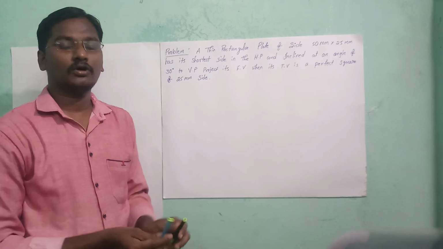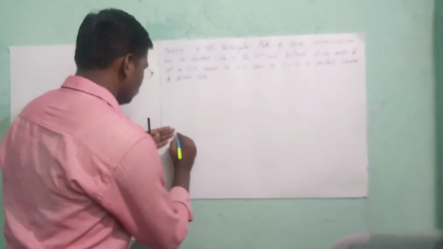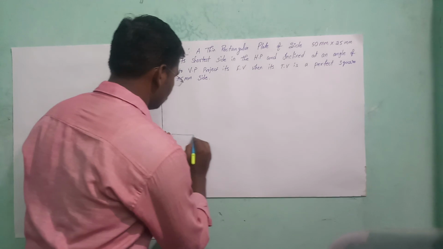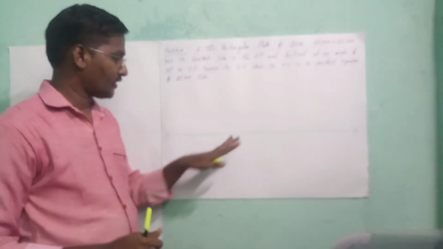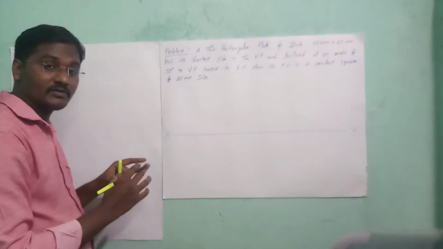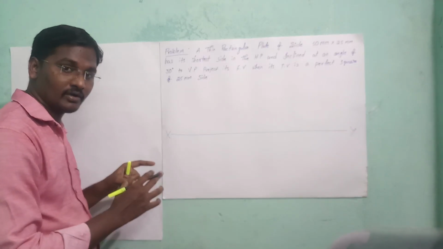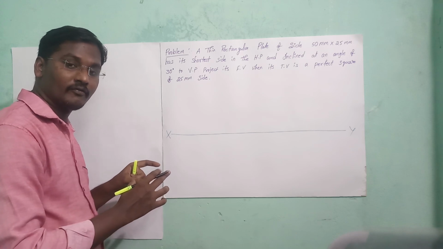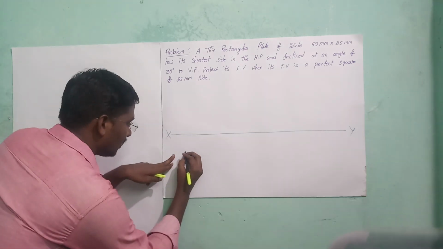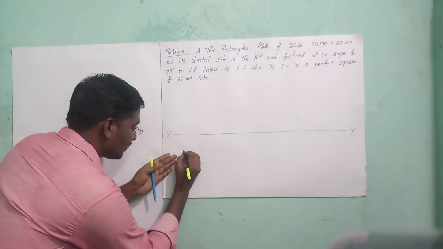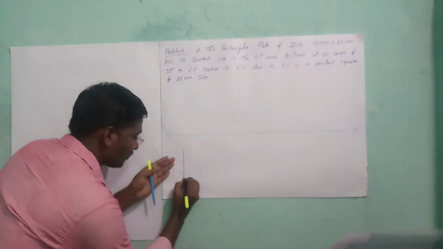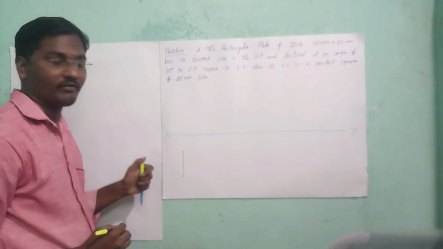Now first draw the XY reference line. Now first draw the initial condition of the first position. What is that first position? When we are looking from the top, it was a rectangle, and while we are looking from the front, it was a straight line. One of its shortest sides is on the HP. That means this is the shortest side. What is the distance he has given? 25 mm.